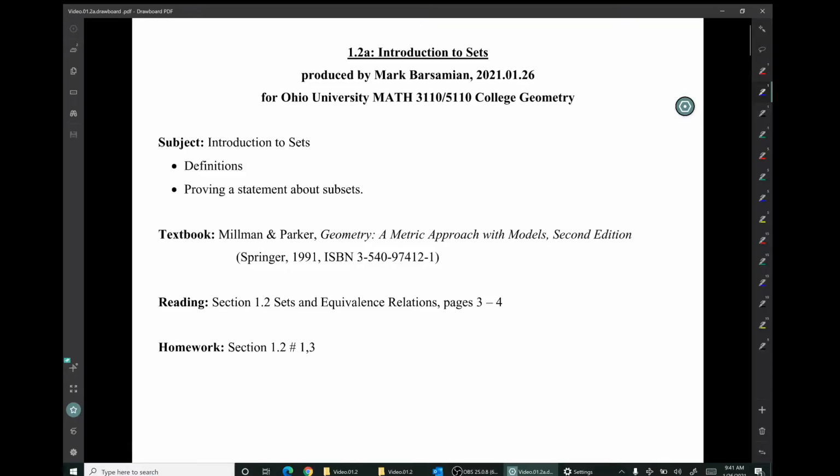This material is from our book, Millman Parker, Geometry, a Metric Approach with Models, 2nd edition. More specifically, it's from section 1.2, pages 3 to 4. The corresponding homework is this short collection of 2 exercises from section 1.2.